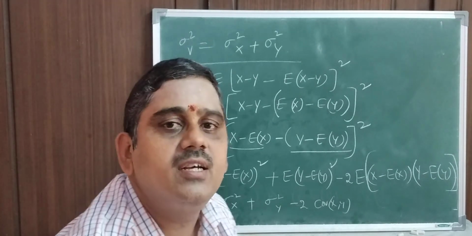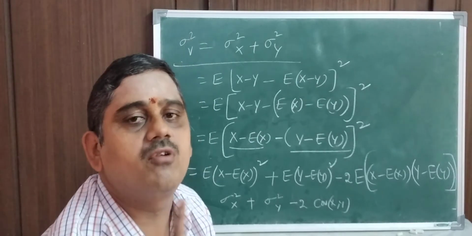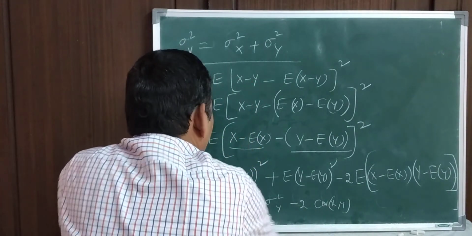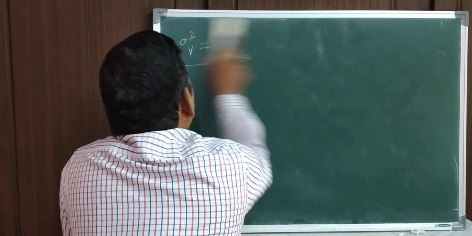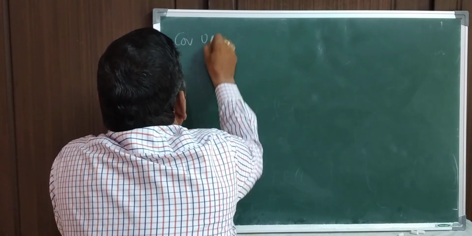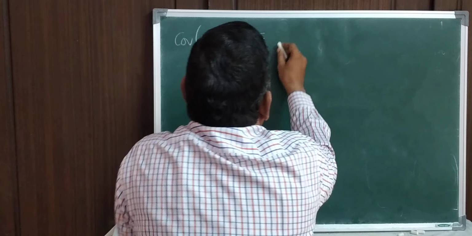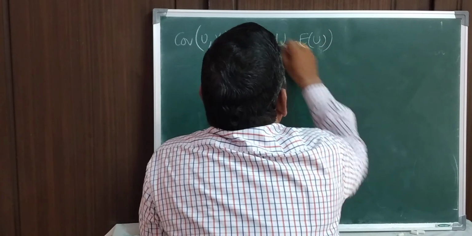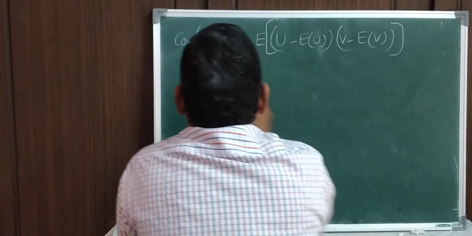Now the only term left is the covariance of u comma v. That's what we have to calculate for the correlation coefficient. So now I start the calculation for the covariance of u and v. What is the covariance of u comma v? It is equivalent to the first formula, the expectation of u minus expectation of u into v minus expectation of v. This is the fundamental first formula.